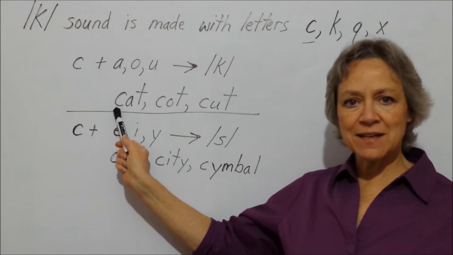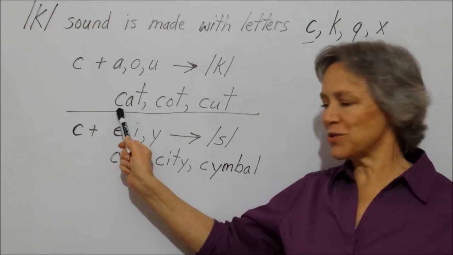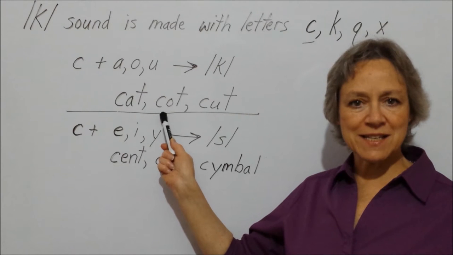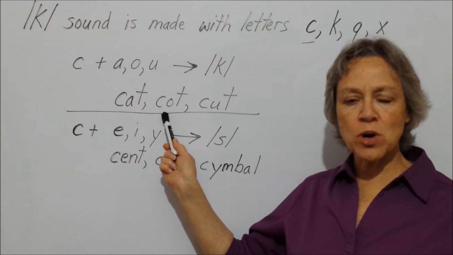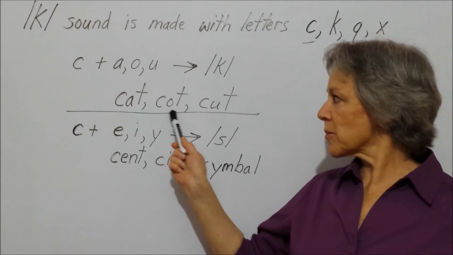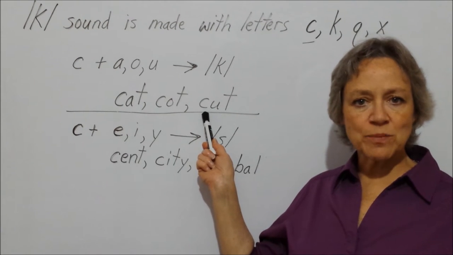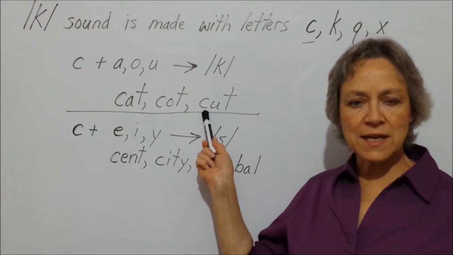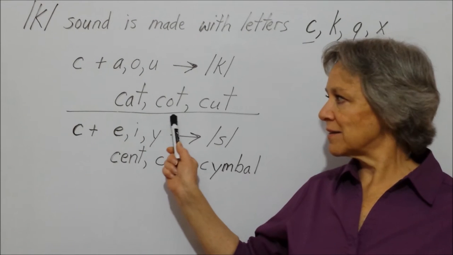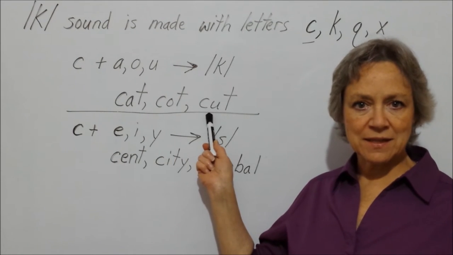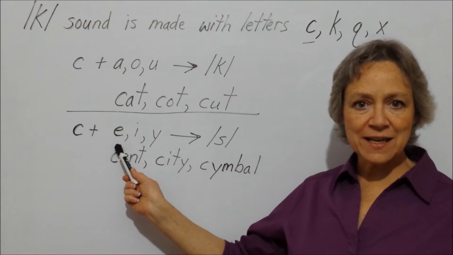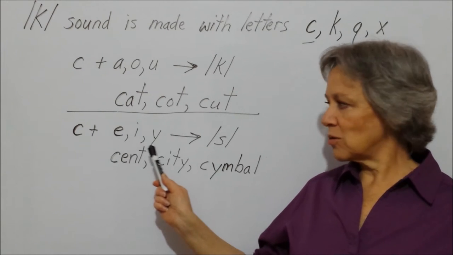Here, the letter C is followed by A, so C makes the k sound, cat. Here, C is followed by the letter O, so C makes the k sound, cot. Here, C is followed by the letter U, so C makes the k sound, cut. Cat, cot, cut.